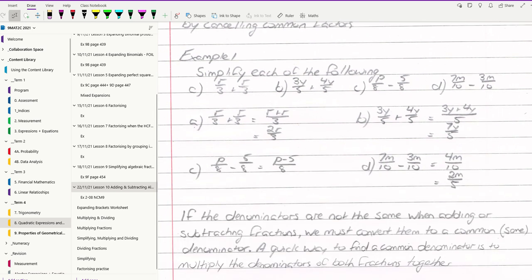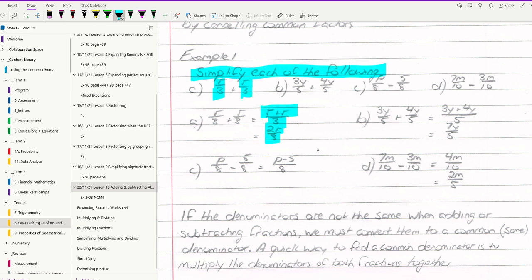So our first example, simplify each of the following. We've got r on 3 plus r on 3. The denominator is common, it is 3. We can add the two together. r plus r on 3 equals 2r over 3.